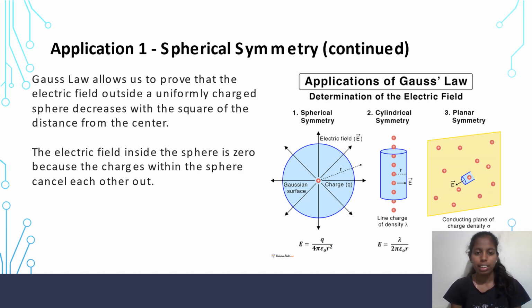The electric field inside the sphere is zero because the charges within the sphere cancel each other out. If we take any sphere, the electric field inside it will be zero because the charges within the sphere cancel each other out.